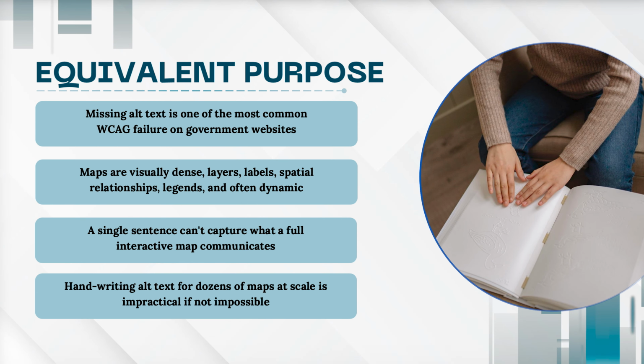So maps themselves are very visually dense. We often publish maps with many layers with different colors and symbols. Sometimes we're even trying to tell more than one story in one map. And when we do that, we can confuse the purpose of the map, and that makes it even harder to have an equivalent purpose use. Okay? So we have to think about all of these things.